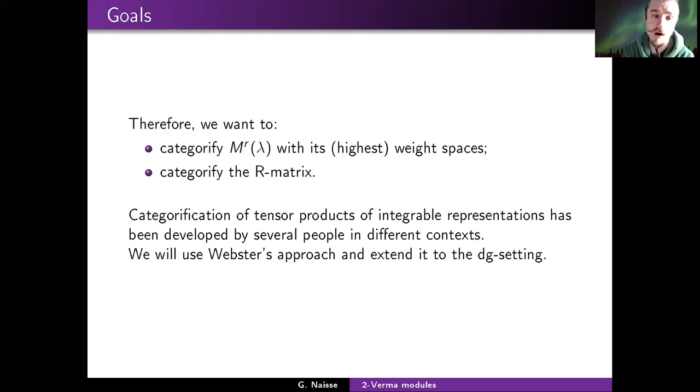Luckily for us, we already know how to categorify tensor product of finite dimensional representation. This has been developed by several people in a lot of different contexts, like in geometry, category O, I don't know. And the thing is, we will use Webster's approach, which can be translated in a completely algebraic setting, and then it will be easier to extend to the DG setting as we did in the first part. And also Webster tells us how to categorify the R matrix, so we will also be able to use this.